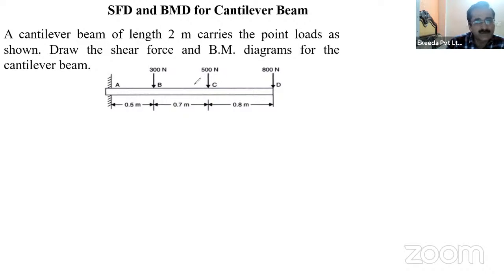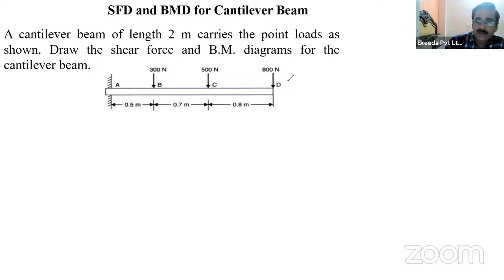This is not a GATE question, but it is a good question. A cantilever beam of length 2 meter. You can see here 0.5 meter, 0.7 meter, and 0.8 meter, right? So total length is 2 meter. And some point loads are there, 800 Newton, 500 Newton, and 300 Newton. We have to draw the shear force and bending moment diagram for this cantilever beam. So let us draw the shear force and bending moment diagram, right?